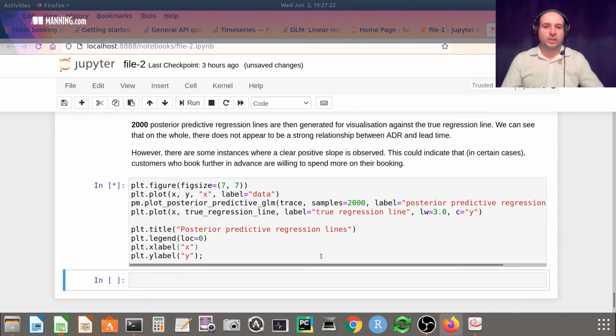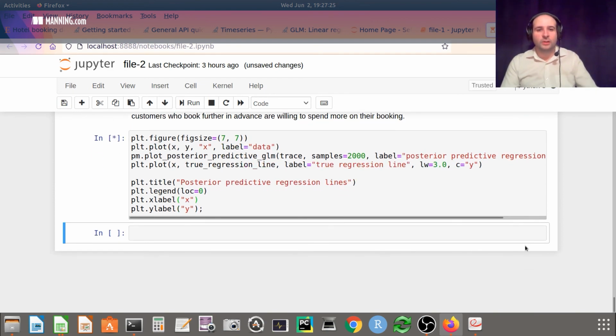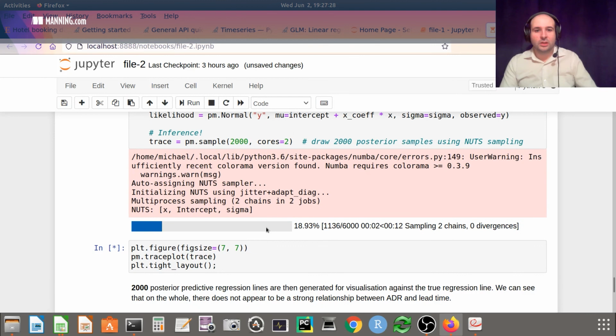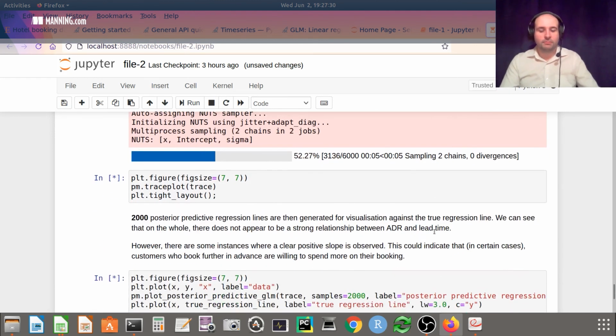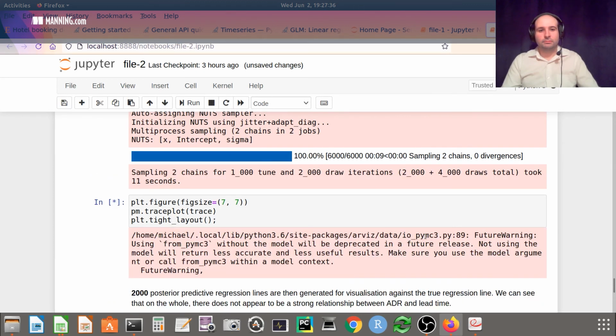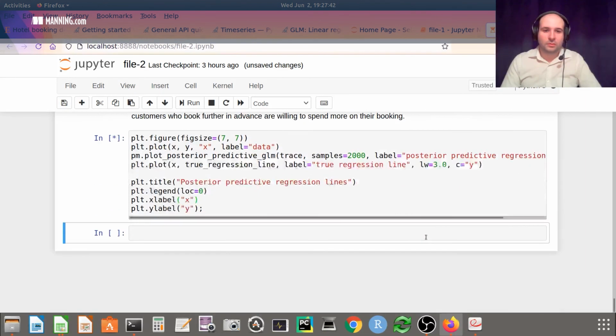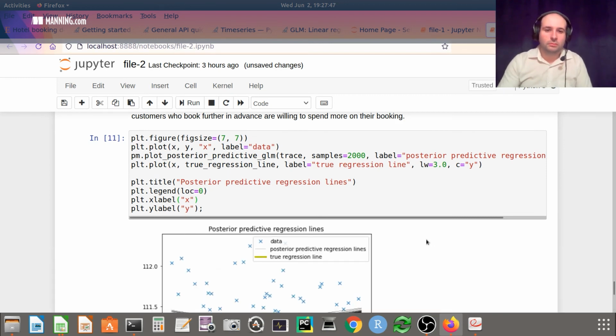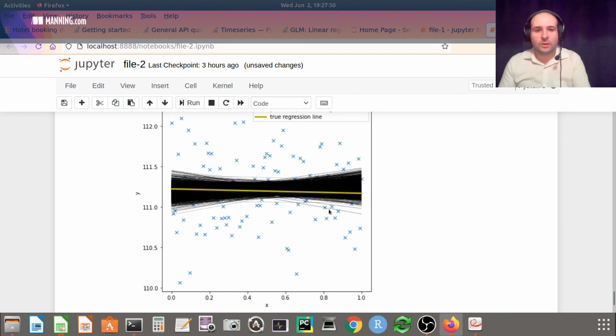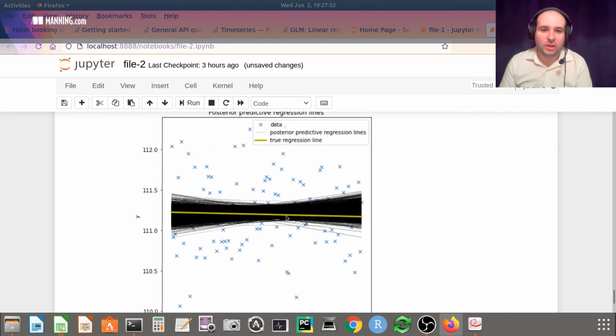2000 posterior predictive regression lines. Once again, that's what we want to generate. Again, the no U-turn sampler is running. Again, we observe something similar. We see that the regression line is slightly negative, so we have some negative regression lines, and then we have some positive regression lines as well. So this is a little bit more inconclusive.